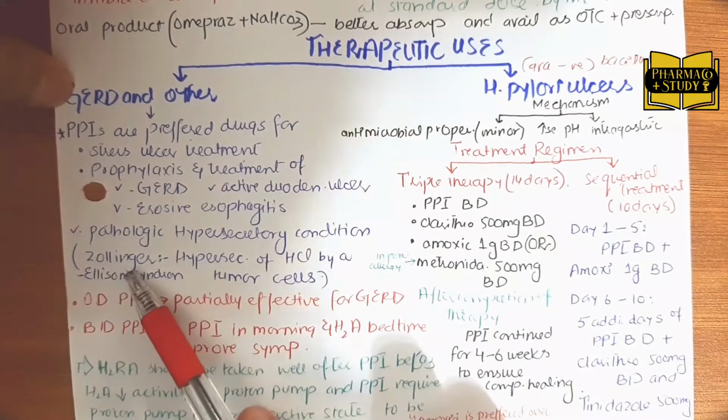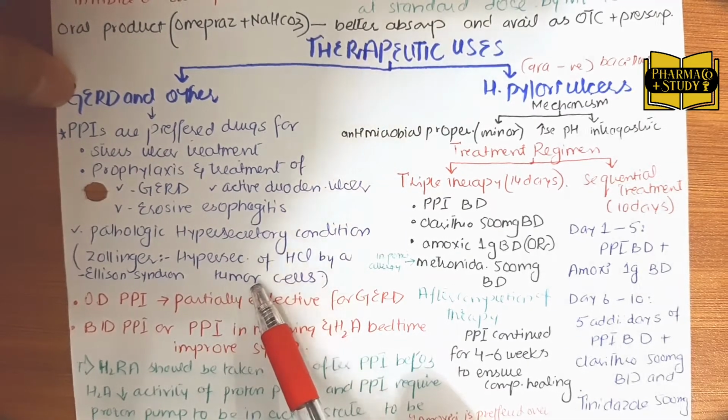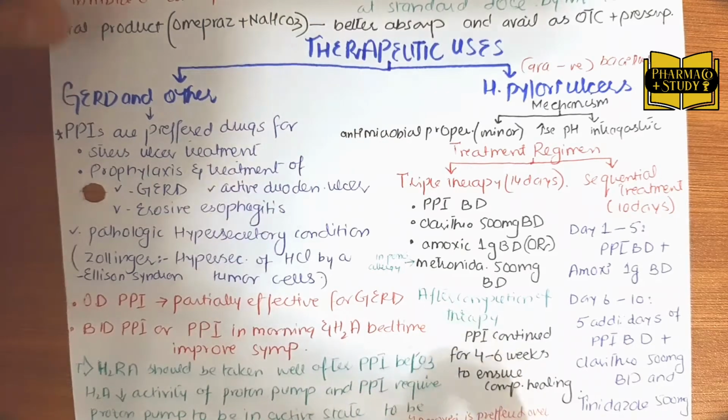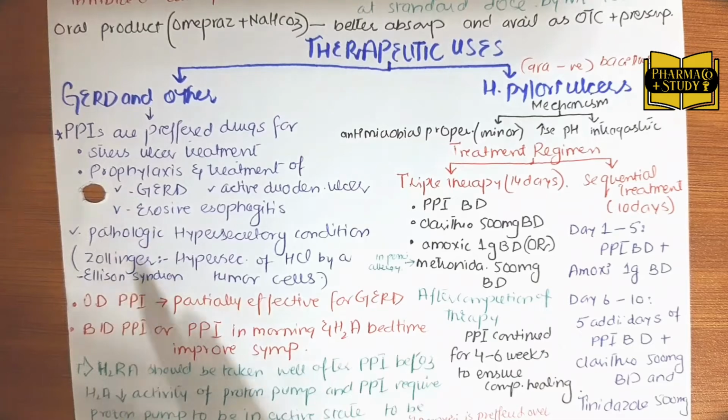And now, what is Zollinger-Ellison syndrome? It is the syndrome that is due to the hypersecretion of the acid by the tumor cell. So the tumor cell developed in your stomach, and it causes the hypersecretion of the acid. So for all these conditions, proton pump inhibitors are used.